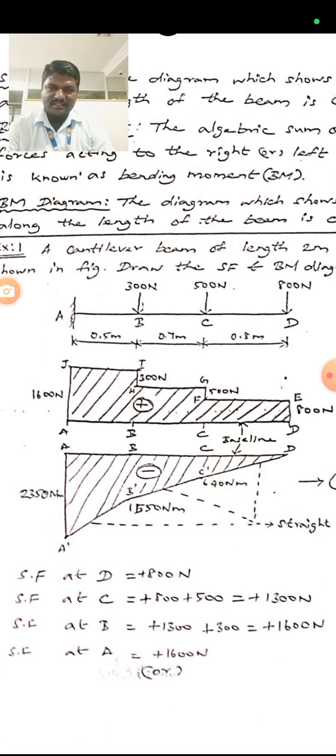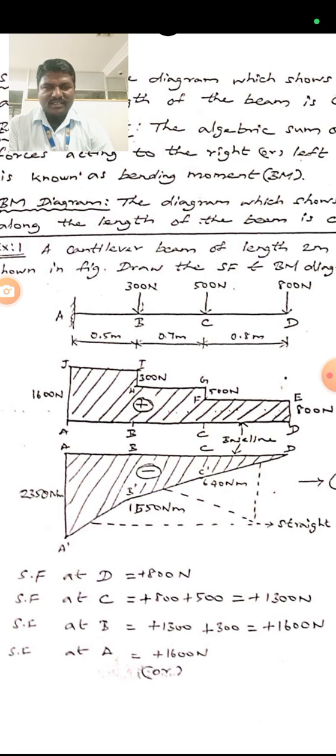Basically SFD means shear force diagram, and BMD is bending moment diagram. These are very simple problems. First you have to find the shear forces and then draw the shear force diagram, and second you have to find the moment, and then you can easily draw the bending moment diagram.